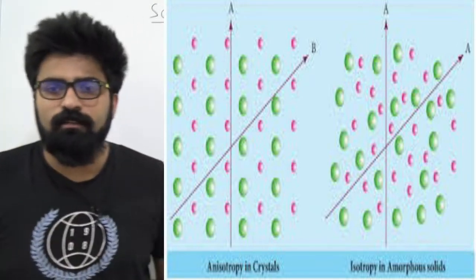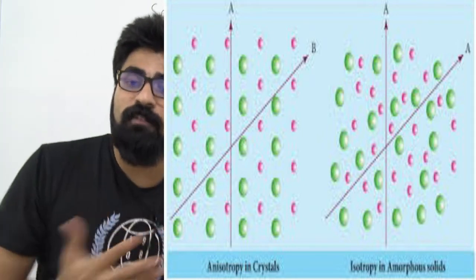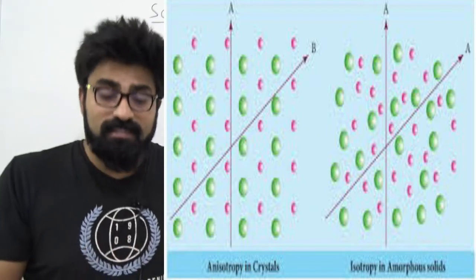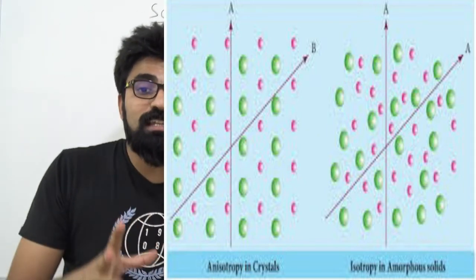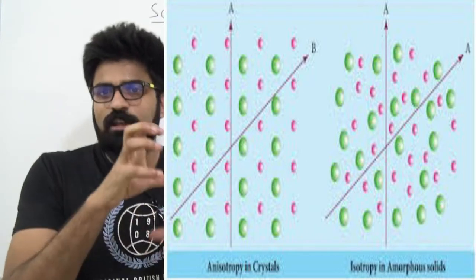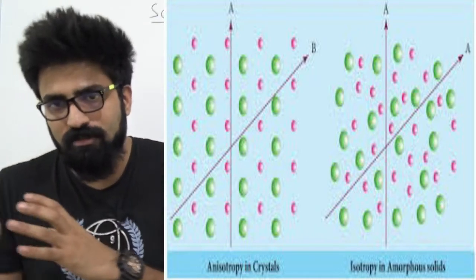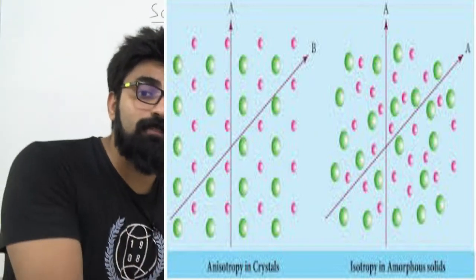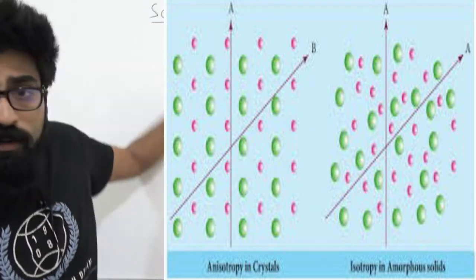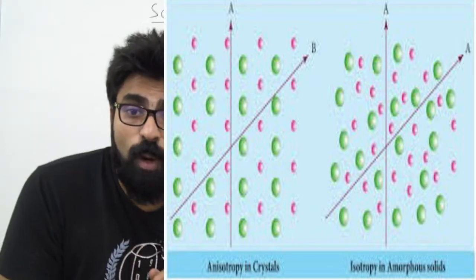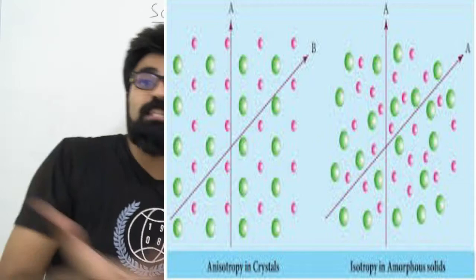So what is the meaning? For solids, we can define different types of physical properties. Let's say resistance, refractive index, conductivity. Basically, the value of physical properties depends upon the pattern of atoms. So in a crystalline solid, if you move along the x-axis, you will get different values of physical properties, but when you move along the y-axis, you will get different values of physical properties. Now why? Because the arrangement of atoms is different.